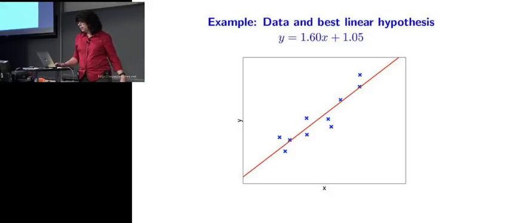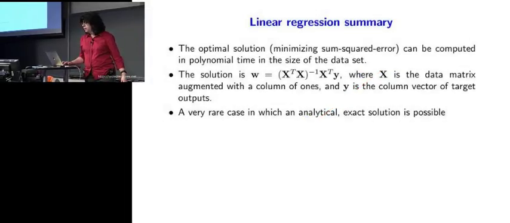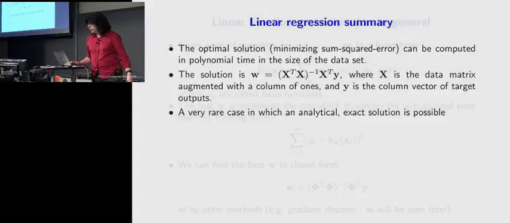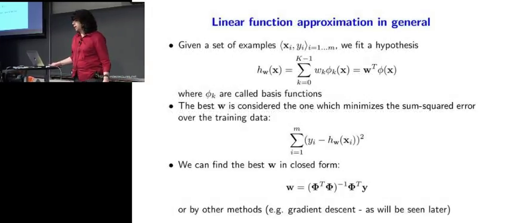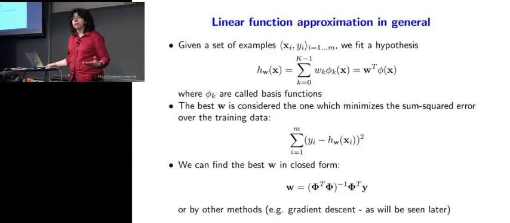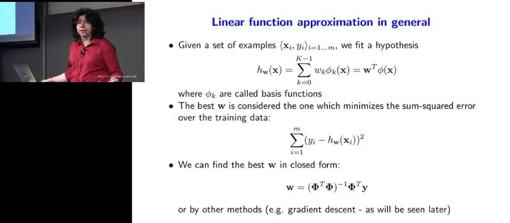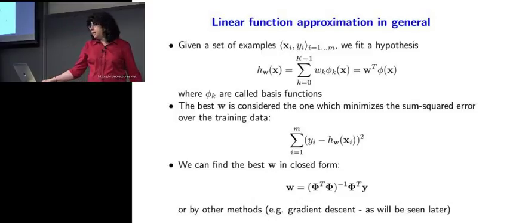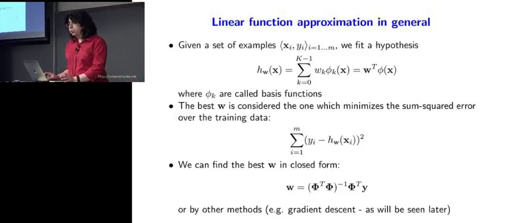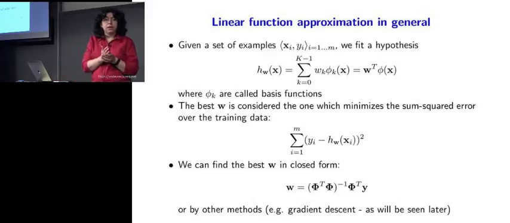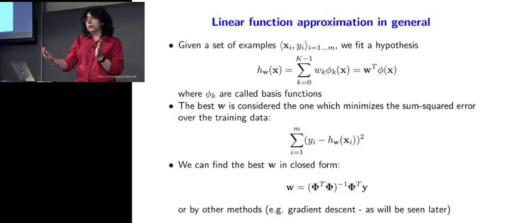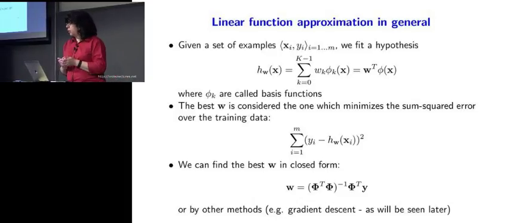This is some data, with the best linear hypothesis fit. It's a very happy case. Now, what happens if the data is more complicated, which is almost always the case? We may not want a linear hypothesis because it may not fit the data well, and as a result we're going to look for nonlinear hypotheses. The easiest way to get a nonlinear hypothesis is to take your data, feed it through some kind of nonlinear function, and then put a weight vector on top.